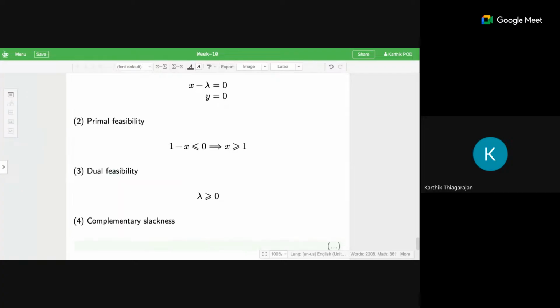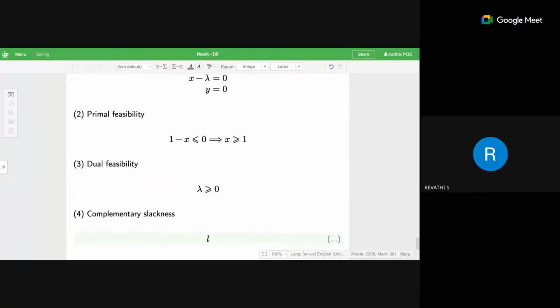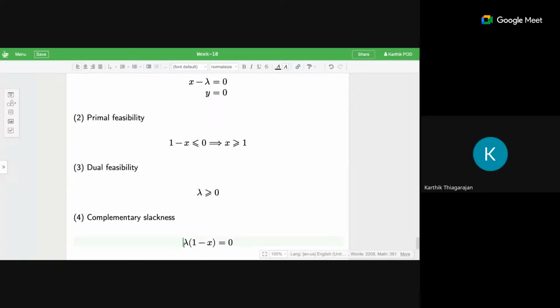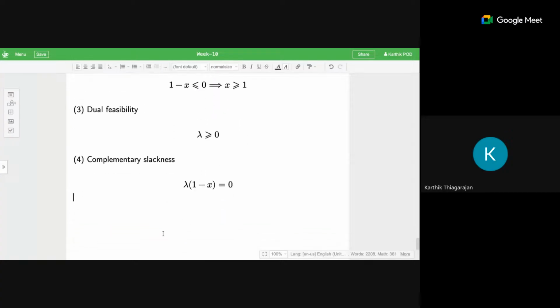So complementary slackness will give us lambda into 1 minus x equal to 0. Once again, we are led by this complementary slackness condition. So we can start looking at cases.